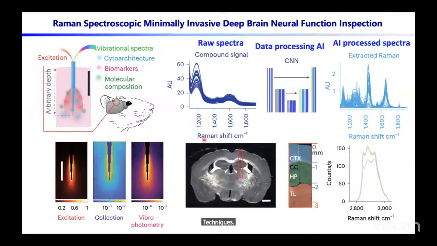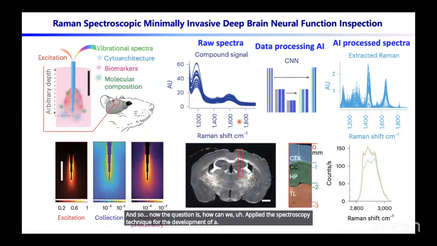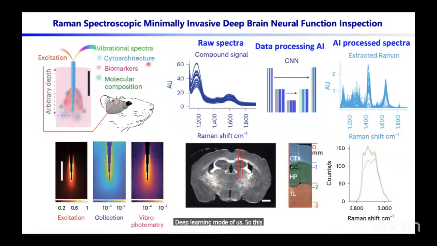You could also combine Raman spectroscopy with medical imaging. So you have this Raman image type of tool for diagnosis purposes. So now the question is how can we apply the spectroscopy technique for the development of a deep learning model. This is an example of such applications.